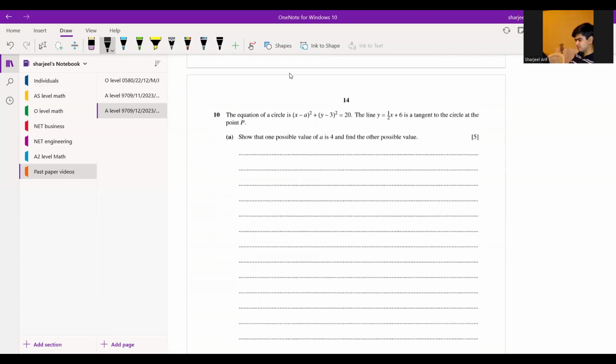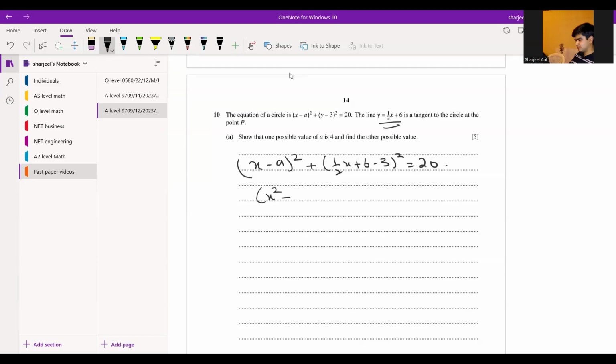So now look at question number 10. We have the equation of a circle and the equation of the line. Show that one possible value of a is 4. Find the other possible value. If a line is tangent to the circle, it will intersect it. So we will substitute the value of y in the equation of the circle. So this will become (x minus a) whole square plus (1/2 x plus 6 minus 3) whole square equal to 20.